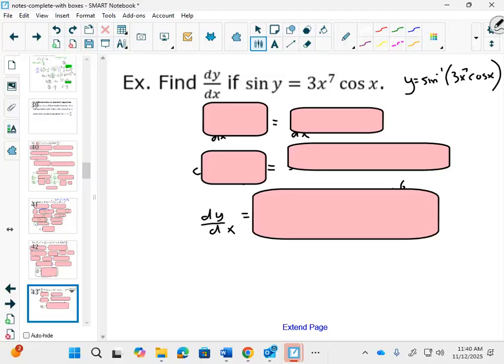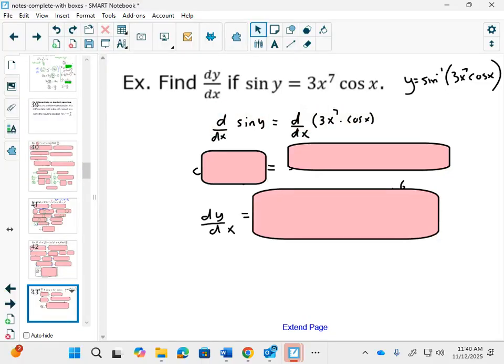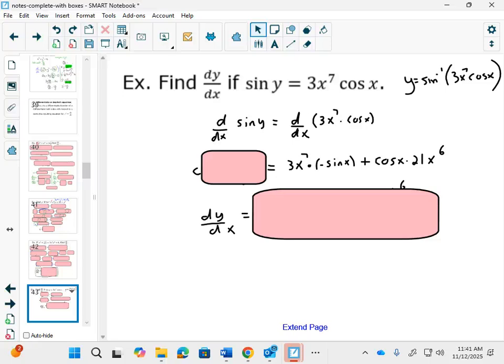But what we can do is we could say, I can take the derivative with respect to x of both sides. Can you see that the right-hand side is something you already know how to do? Right? It's a product rule. How do we do a product rule? Keep the first one the same, derivative of the second. Then keep the second one the same, derivative of the first one.